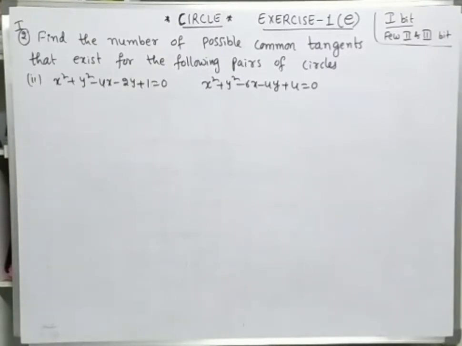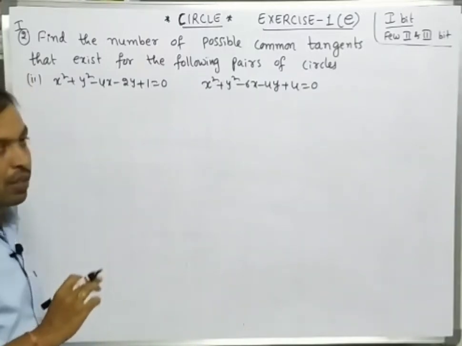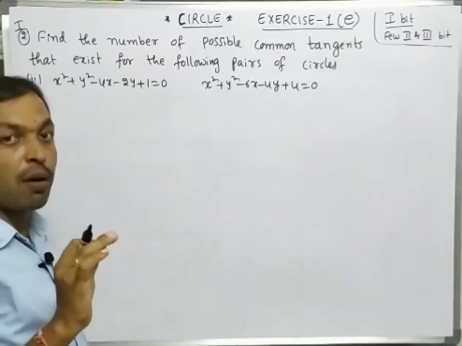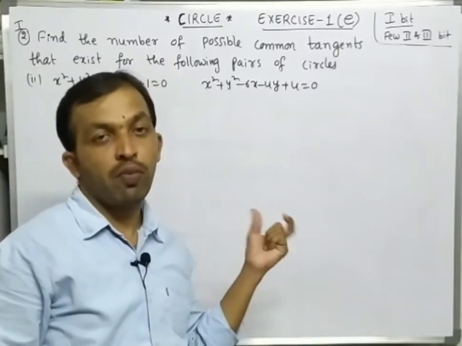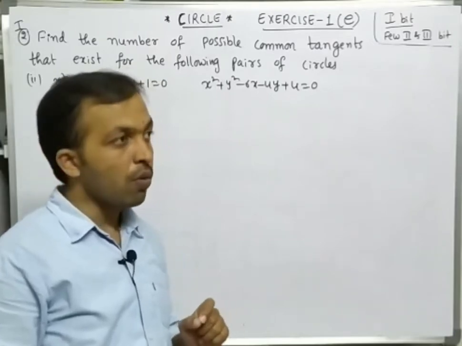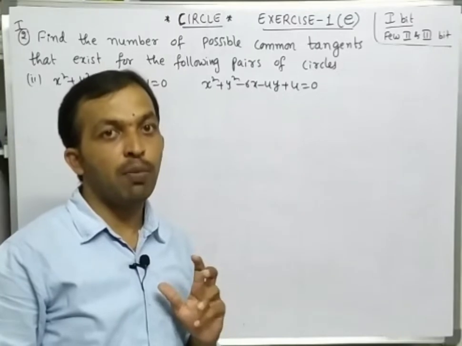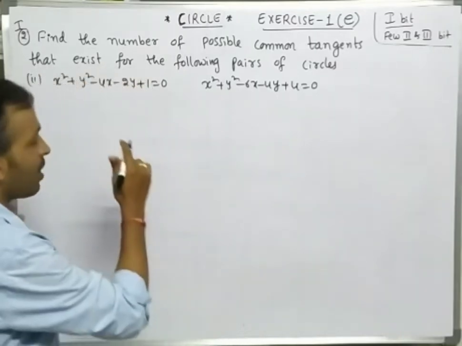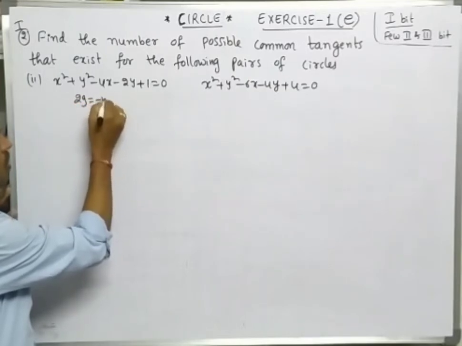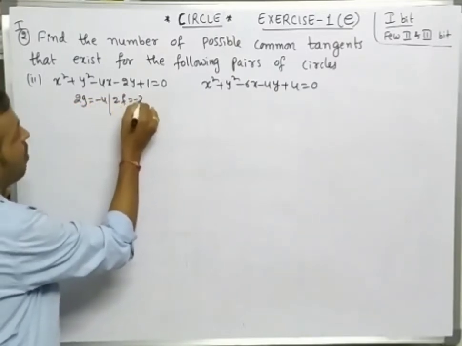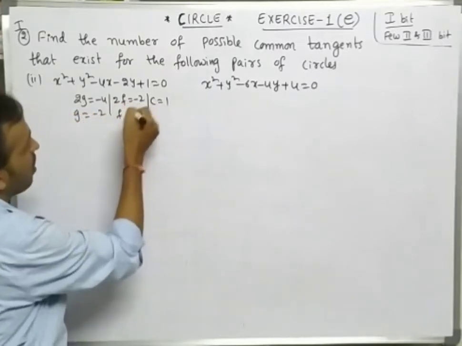Next, the second part: find the number of possible common tangents that exist for the following pairs of circles. To find the number of common tangents, first of all we should establish the relation between those two circles. So we have to verify the relative position. What is the relative position of the given two circles? For that, first compare with the general equation: 2g is minus 4, 2f is minus 2, c is 1, so g is minus 2, f is minus 1.